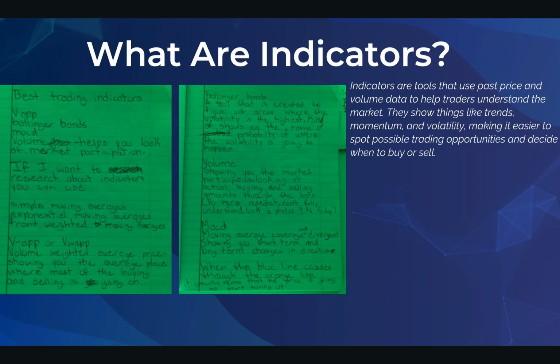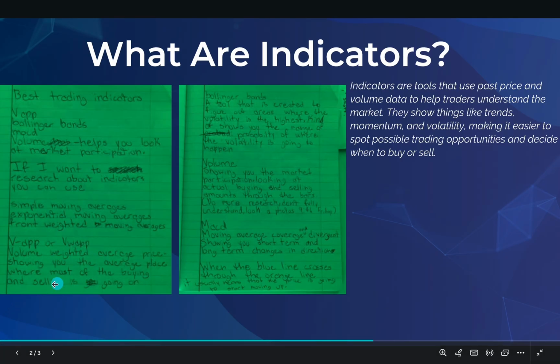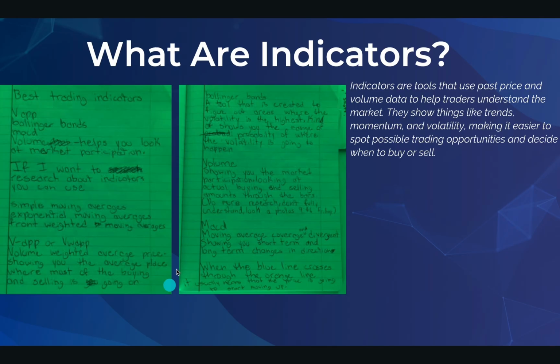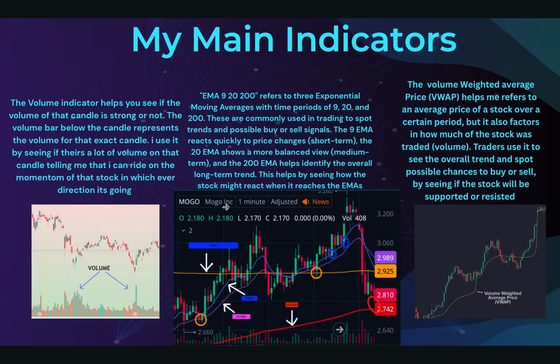There are three basics that I use and stick with, and I'm going to show you them soon. But right here, we have VWAP, volume weighted average price, showing you the average price where most of the buying and selling is going on. Bollinger Band, volume, and MACD, and MACD is very useful as well. Let's go on. And here are my main indicators.